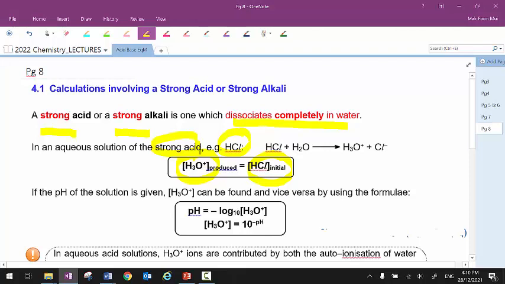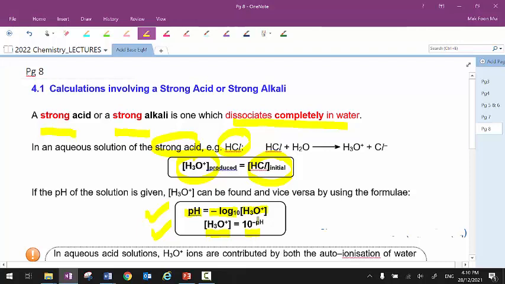So if the pH of the solution is given, we can calculate the hydrogen ion concentration, or vice versa, like what we see in these very important equations. pH is equal to minus log of H plus concentration. Therefore, H plus concentration will be equal to 10 to the power of negative pH value.